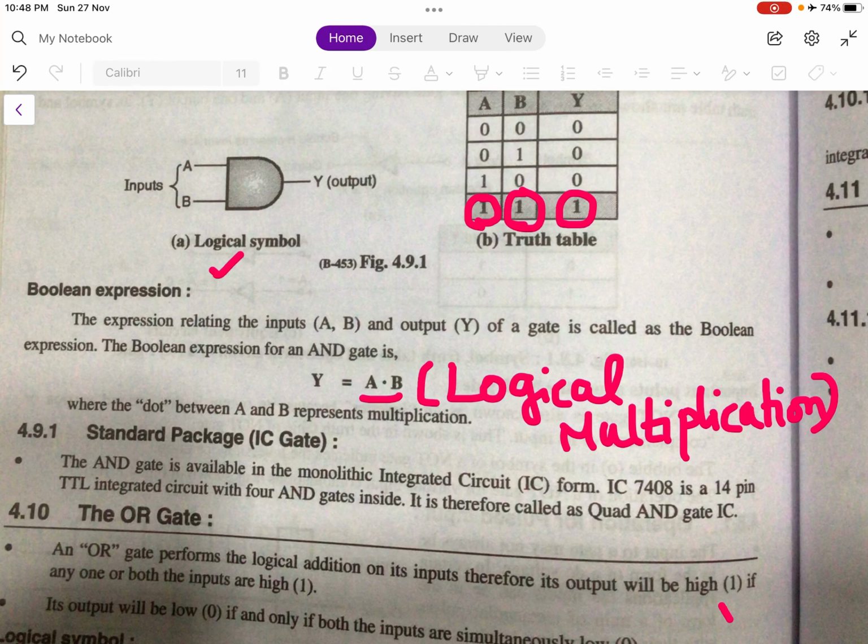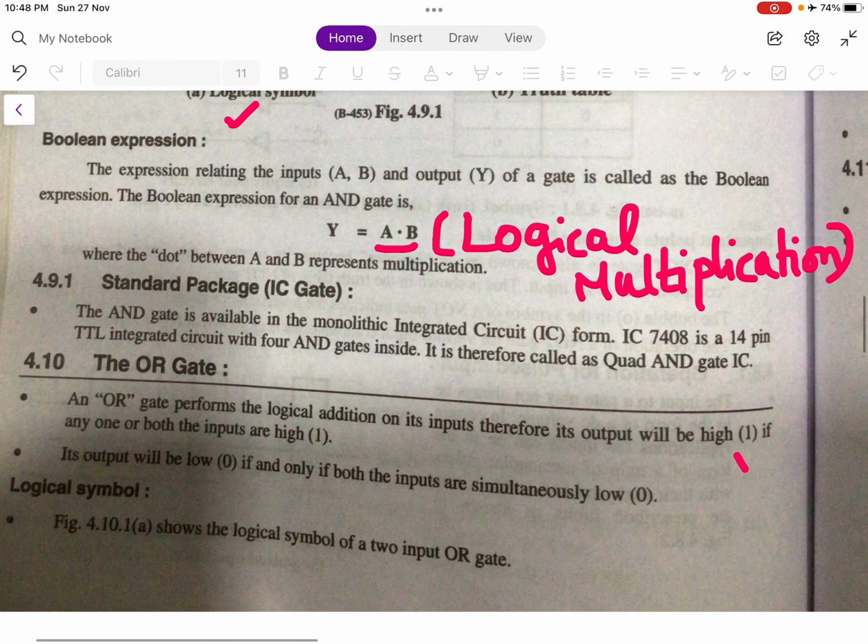Standard package IC gate. The AND gate is available in the monolithic integrated circuit form. IC 7408 is a 14-pin TTL integrated circuit with 4 AND gates inside. It is therefore called a quad AND gate IC.